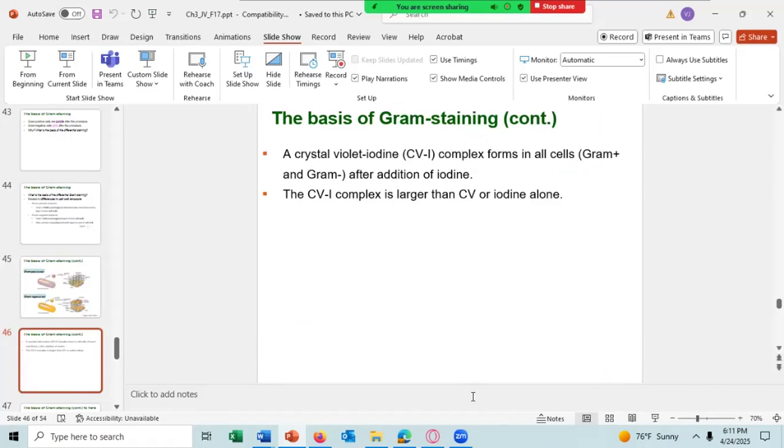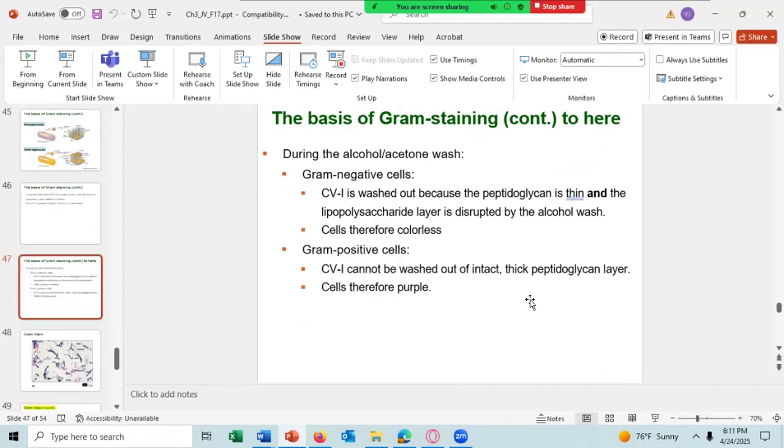All right. So the basis of the gram staining is that crystal violet iodine complex forms in all cells, gram-positive and gram-negative. The crystal violet iodine complex is larger than the crystal violet or iodine alone. During the alcohol acetone wash, the crystal violet iodine complex is washed out of the gram-negative cells because of their thinner peptidoglycan layer.